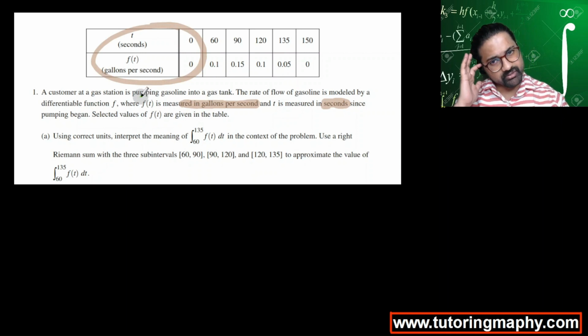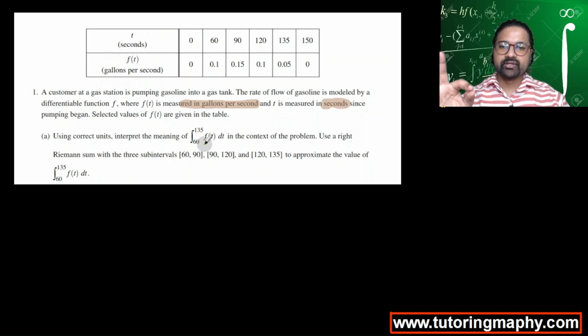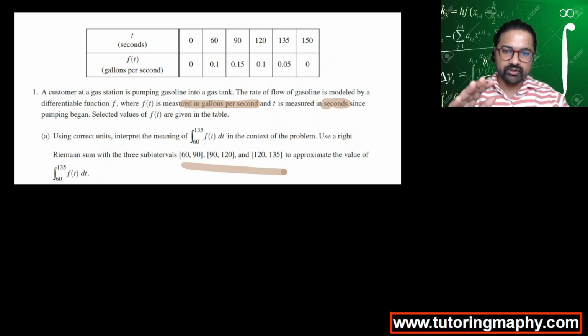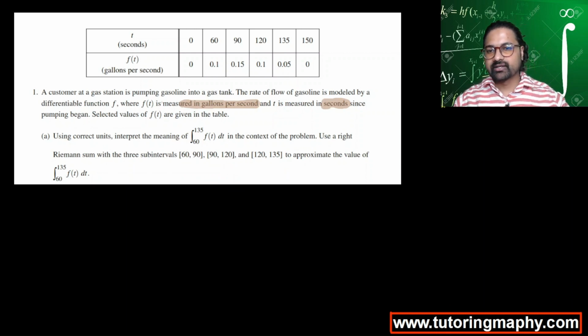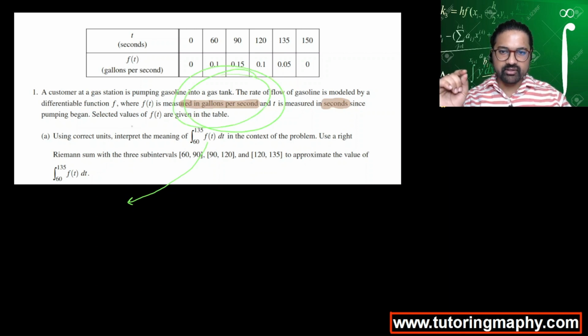So here we are given a table where the value of f(t) is given for some values of t. Using correct units, interpret the meaning of this integral in the context of the problem. Use a right Riemann sum with 3 subintervals to approximate the value of this integral. So first off, what are the correct units of this? I'll tell you a very easy way to find the units. Notice this f(t). What is the unit of f(t)? That is gallons per second, correct?